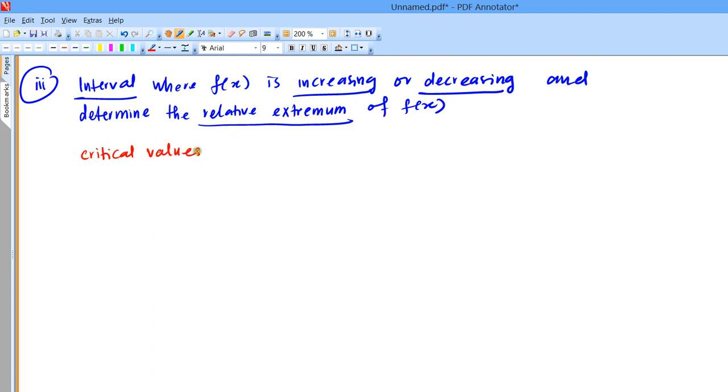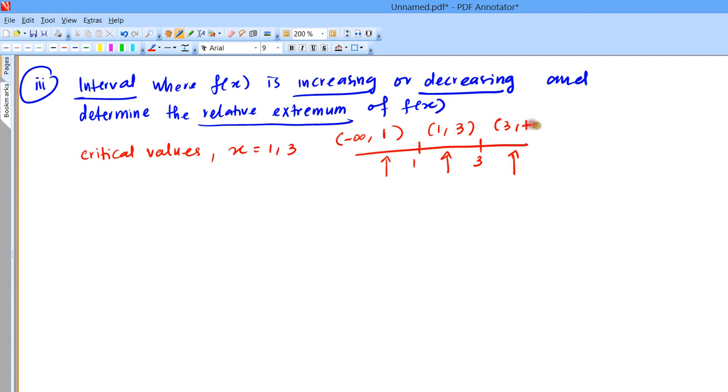Based on critical values, x equal to 1, 3. To define the intervals, we just need to draw a real number line. We have the numbers 1 and 3. Based on this real number line, we have 3 intervals. The first interval from the left is negative infinity to 1, the second interval is from 1 to 3, and the third interval is from 3 to positive infinity.